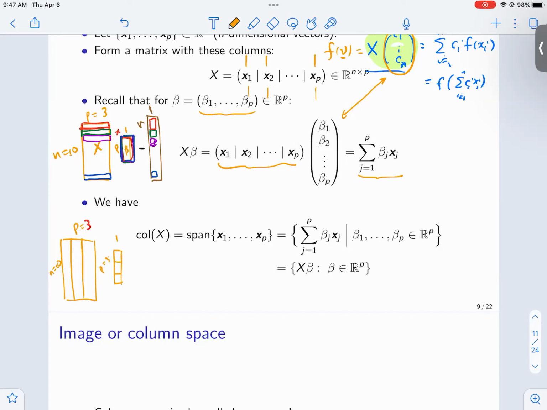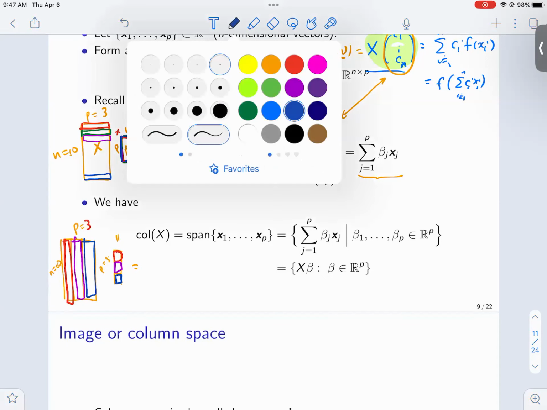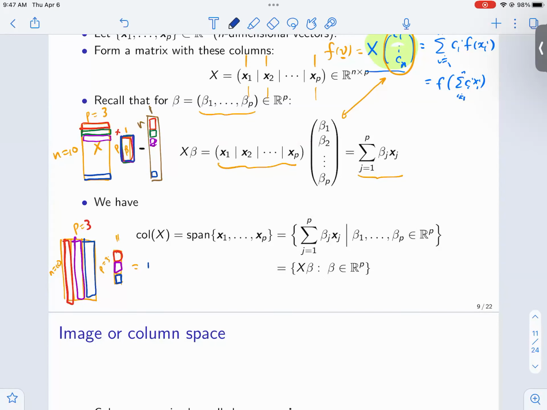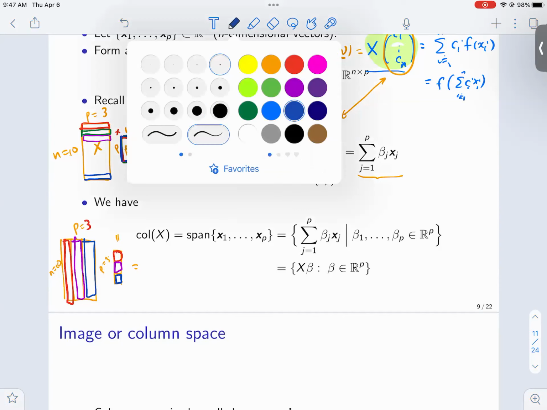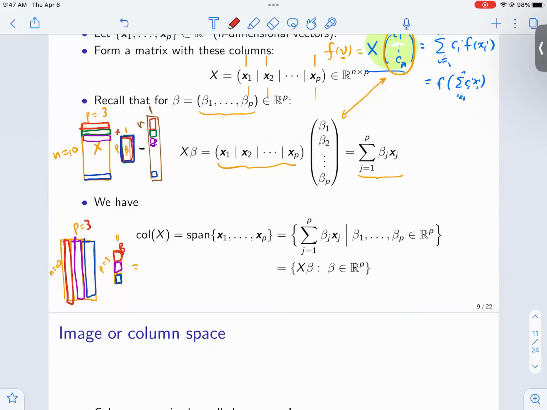I have the beta here. I'm going to multiply them. And what I'm going to do is take the first element of this, multiply by the whole column here, plus the second element of this, multiply by this whole column, plus the third element here, multiply by this whole column, and then add them up. Okay, so you get like this little thing. So this is going to be beta 1, this is going to be x1. So you get beta 1, x1.